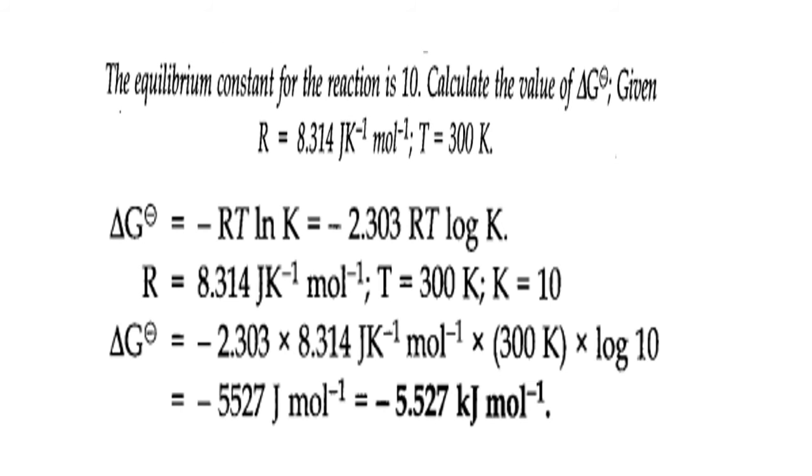Now, the equilibrium constant for the reaction is 10. Calculate the value of delta G. So this is the relation between delta G and the equilibrium constant K. For this, the direct equation is given in the theory part. That is delta G equal to what? Minus RT ln K. But this ln is the natural logarithm.